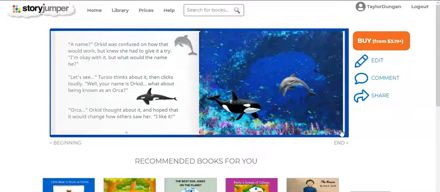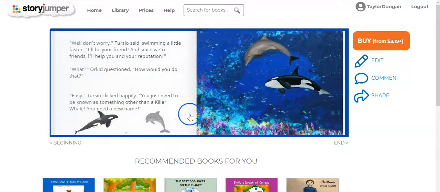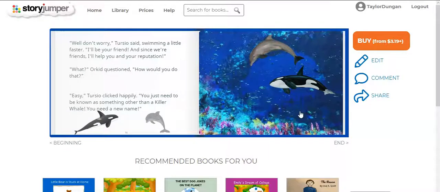Oh, hold on. "Well, don't worry," Tersio said, swimming a little faster. "I'll be your friend, and since we're friends, I'll help you and your reputation." "What?" Orchid questioned. "How would you do that?" "Easy," Tersio clicked happily. "You just need to be known as something other than a killer whale. You need a new name."